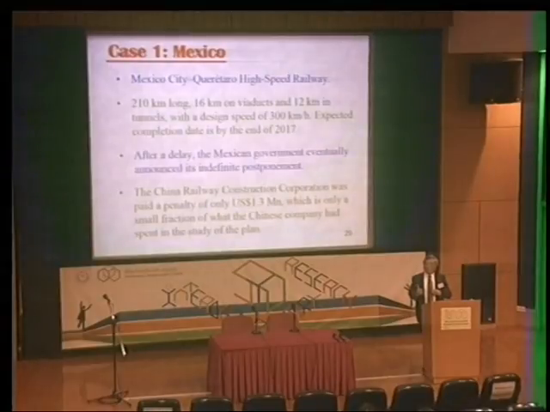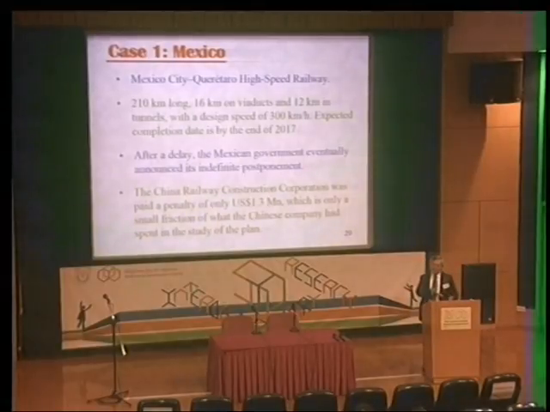I wish I really had that amount of money. But for a government, this is a very small amount of money, and also this is small as compared with what the China company has spent on studying the project and writing up the proposal and so on.